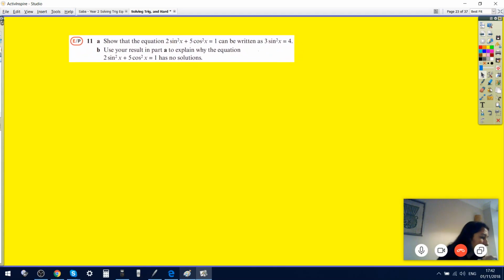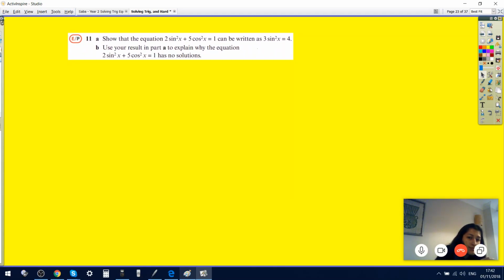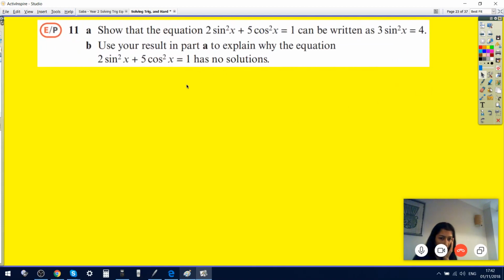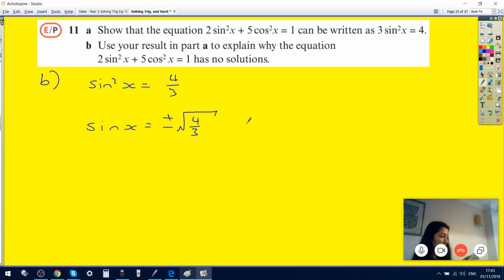Let's see this one. So I think it'd be okay for A. So show that this is equal to 1 can be written as this. And then how would you do part B? Sine squared x equals 4 over 3. Sine x equals plus or minus root 4 over 3. And x equals sine minus 1 plus or minus root 4 over 3. And then it probably doesn't work. Why doesn't it work?